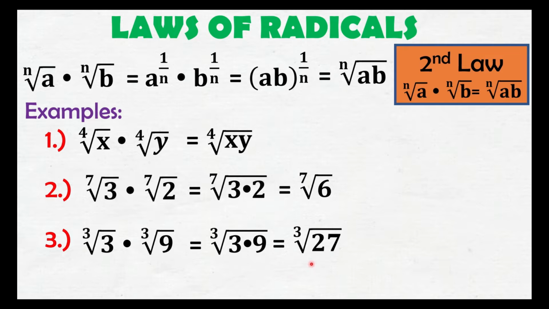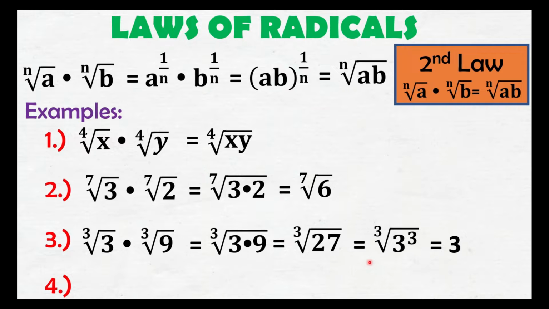Okay? So, 27 is a perfect cube. We can rewrite it as 3 raised to 3. Right? 3 times 3 is 9, times 3 is 27. So, here the index and the exponent of our radicand are equal, so we can apply the first law. The index and the exponent are equal, so our answer here is just 3.